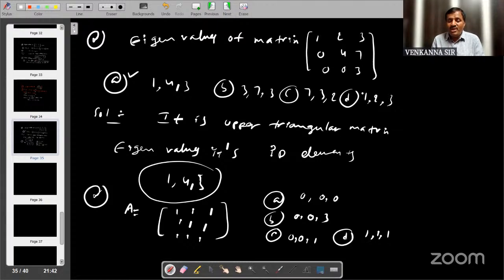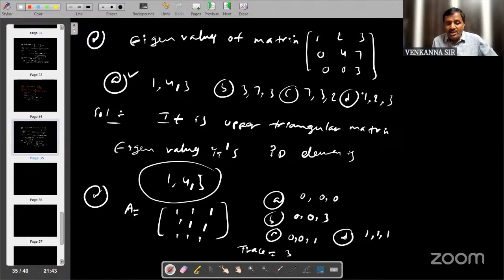A 3 by 3 matrix is given, with all entries 1. What are the eigenvalues of this 3 by 3 matrix? Anybody, what is the answer? Which option? What is the trace? Trace is 3 here. Trace is equal to 3, which means the sum of the eigenvalues is 3. If you observe B and D, the sum of the eigenvalues is 3.